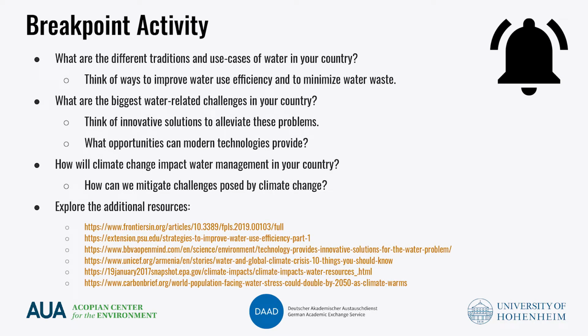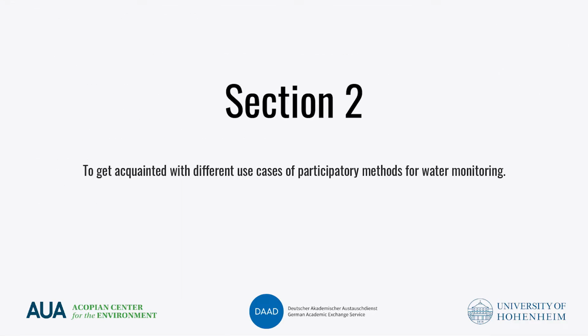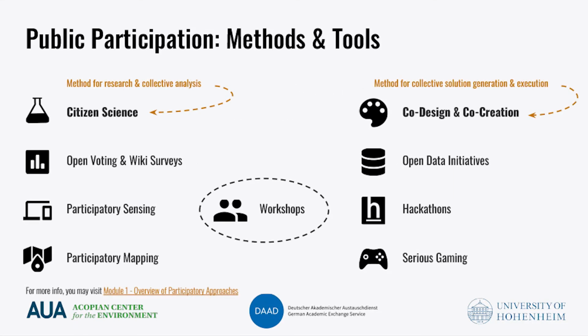Please take a few minutes to explore these additional resources. In this section, you will become acquainted with different use cases of participatory methods for water resource monitoring. Public participation methods can be divided into two main categories: citizen science and co-design or co-creation methods. Citizen science methods are often used in research and data collection. Tools that include citizen science components are participatory sensing or mapping, open data collection and open voting practices.